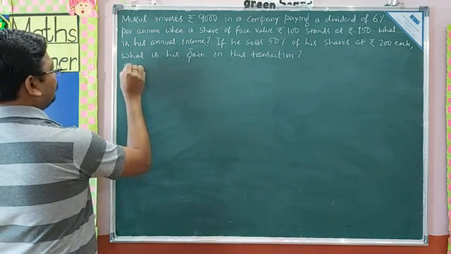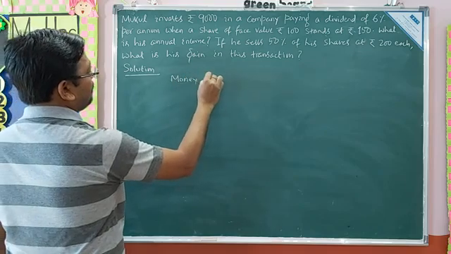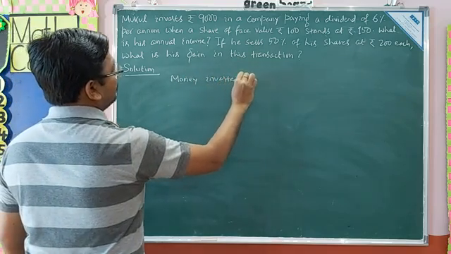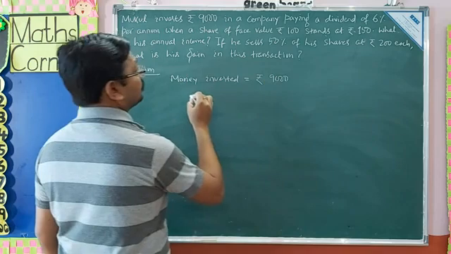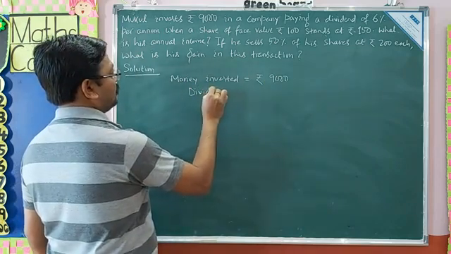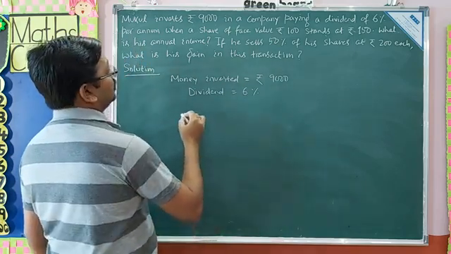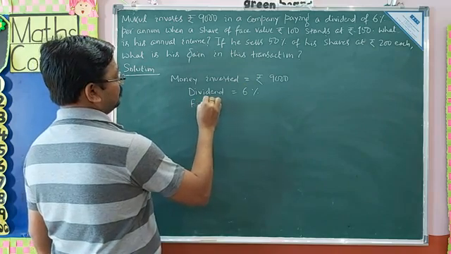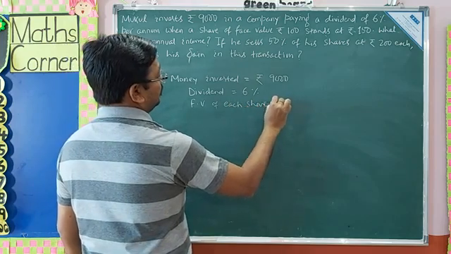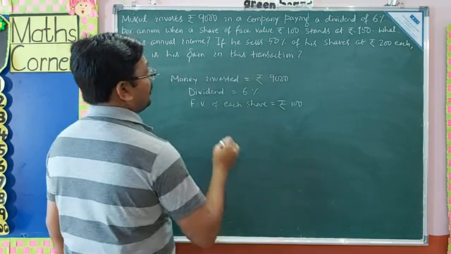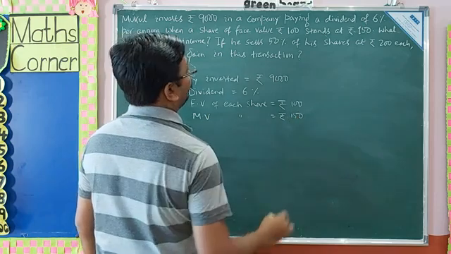We will note down all the data and then we will find step by step. So money invested is equal to rupees 9,000, dividend is 6%, face value of each share rupees 100, market value of each share rupees 150.